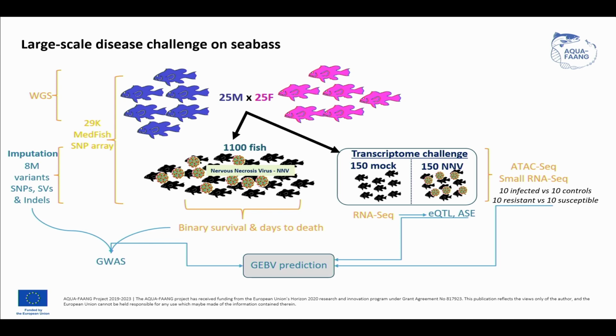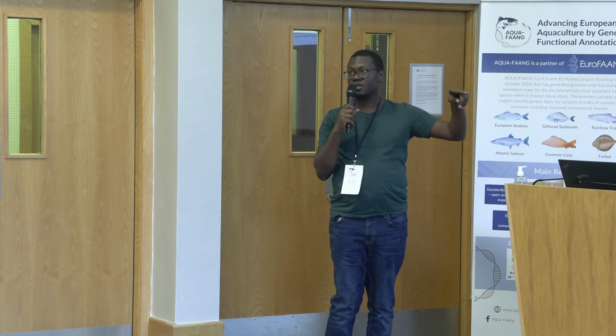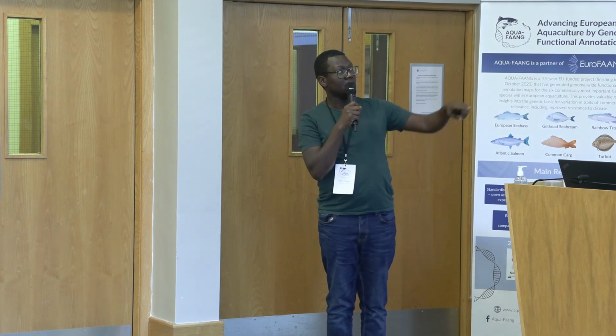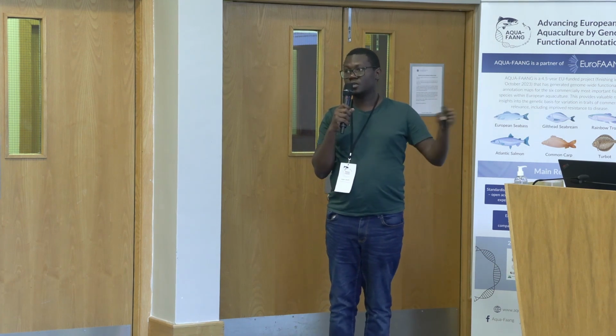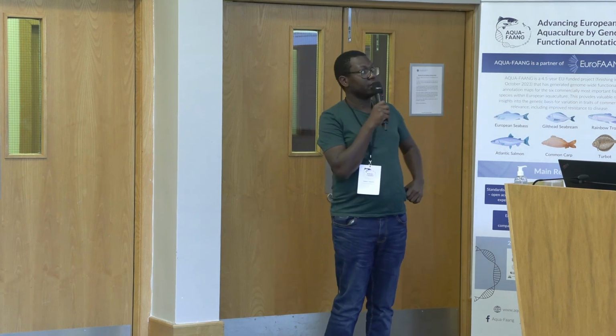But just a little bit about the disease challenge. Individuals were challenged for about 26 days, and the phenotype we recorded was binary survival, so whether the individual dies during the 26 days of the experiment or survives at the end of the experiment, or days to death, meaning the time it took for the individual to die from the time when we exposed them to the virus.